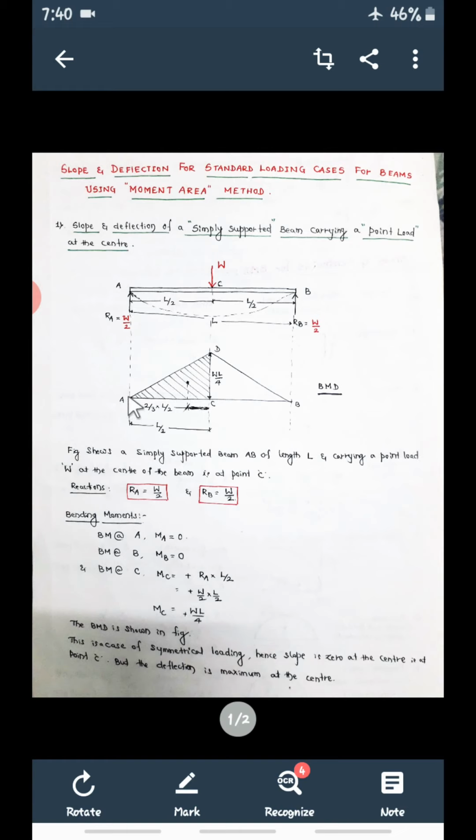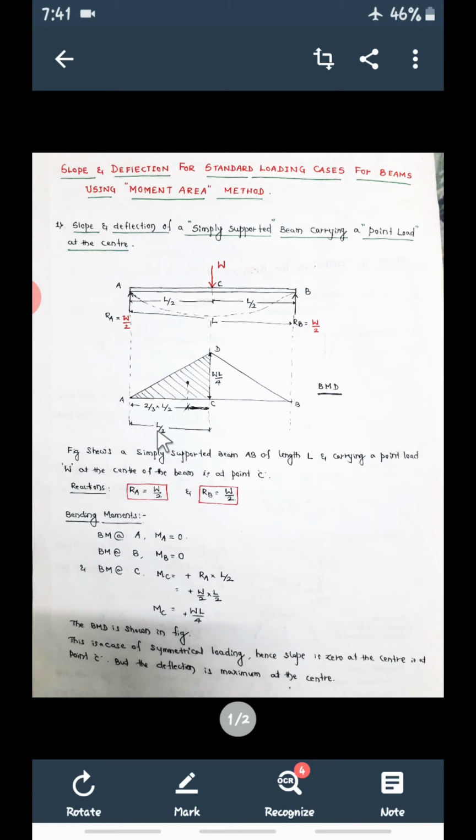If you consider from this end, from A, it is 2/3 of the base. From C, it is 1/3 of the base. You have already studied this. From the 0 intensity point, the centroid will be at a distance of 2/3 of base L by 2. So from here it is 2/3 of L by 2, and from here it is 1/3 of L by 2.